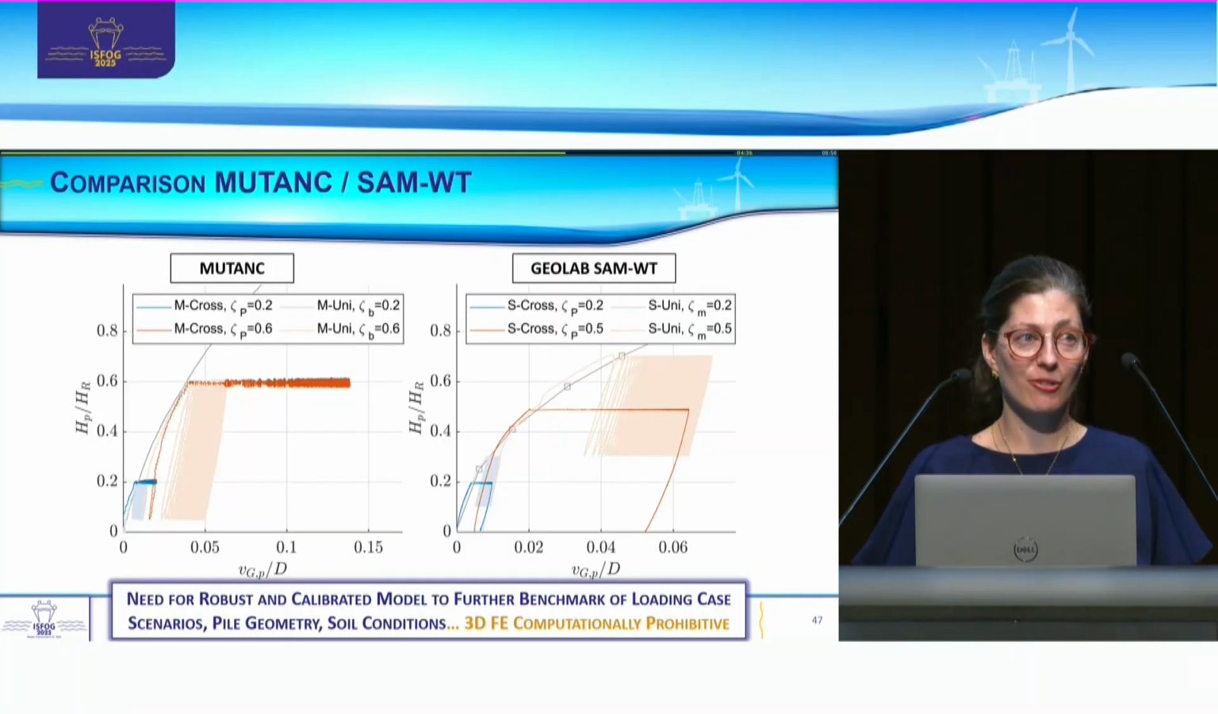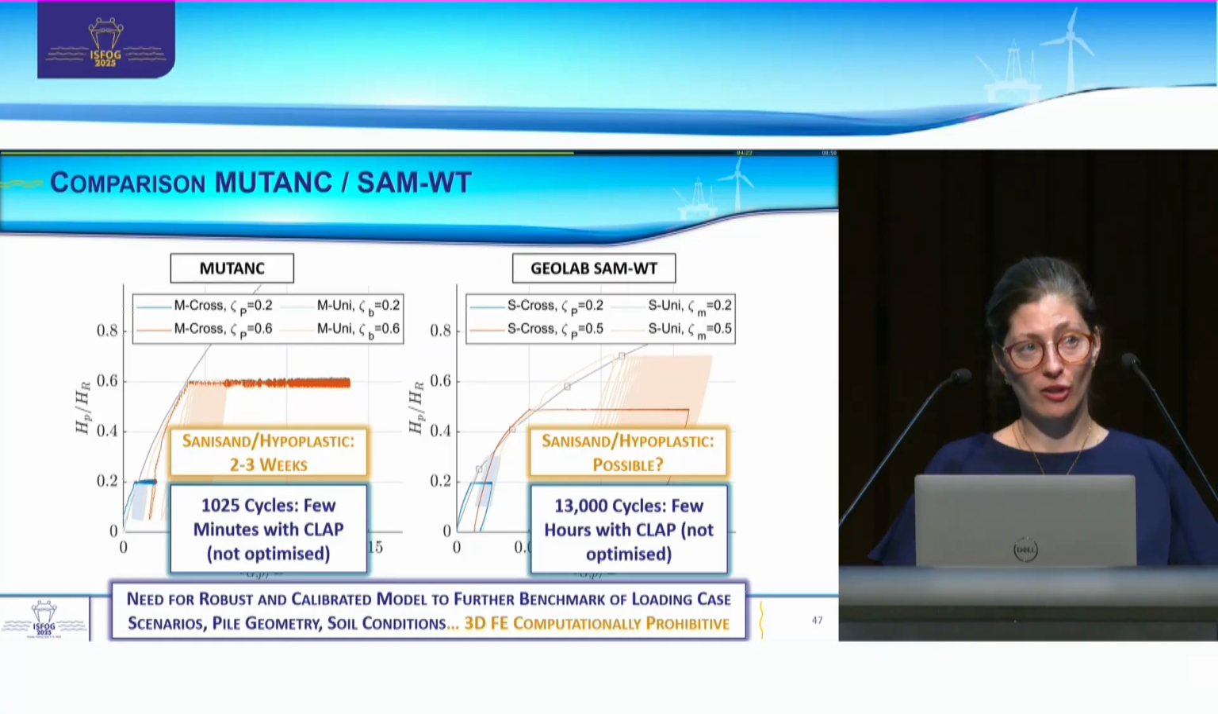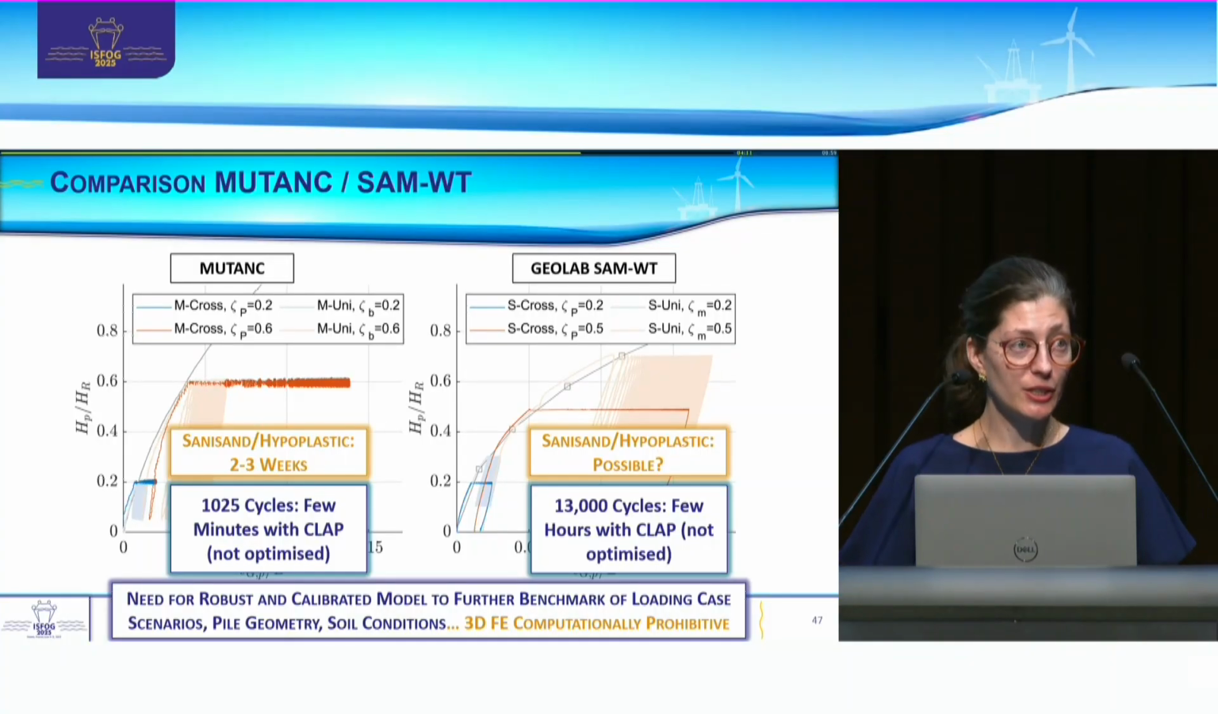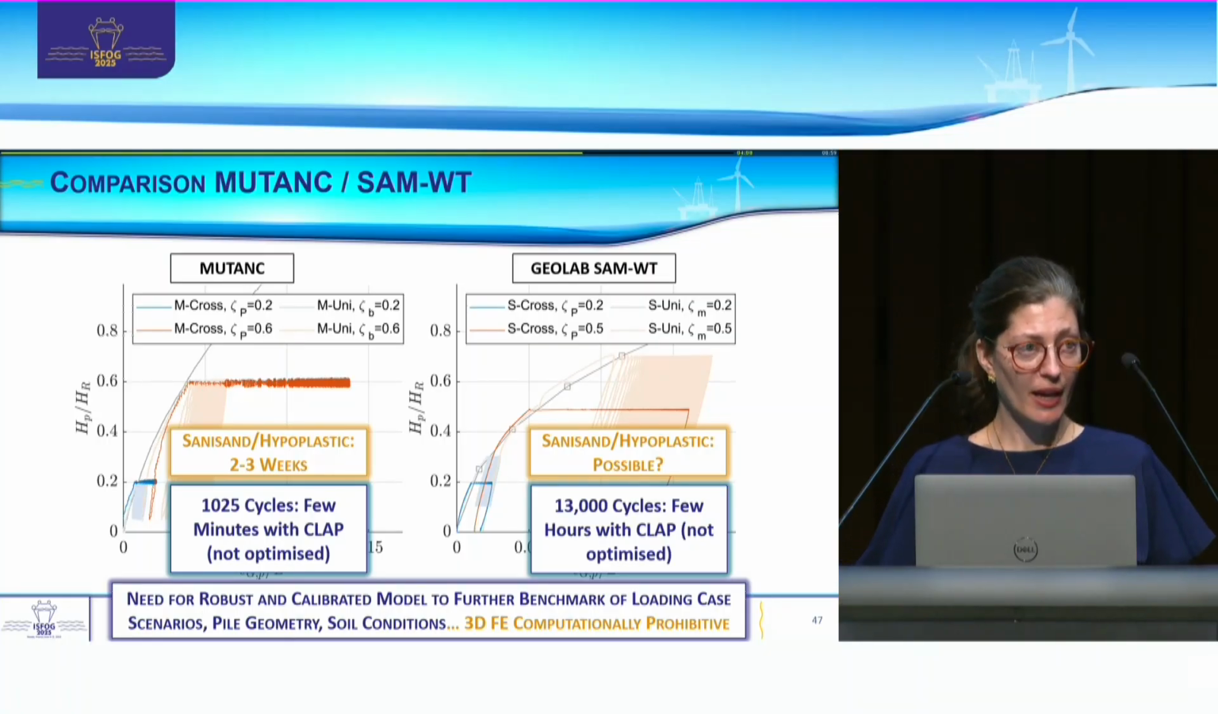So we need to have robust finite element analysis or other numerical ways to compute the response of the piles, to do large benchmark, to then be able to produce design guidelines for industry practice. Now, we've tried to model the Mutank tests using the hyperplastic constitutive model in 3D FE, and this takes a few weeks. We haven't tried the SAM-WT, but it's going to take a while. So we need simplified way to do this faster. And this is where CLAP comes from, because with CLAP, I can do the Mutank test in a few minutes and the SAM-WT in a few hours, and this is not yet optimized, so I'm pretty convinced that I can bring this further down.